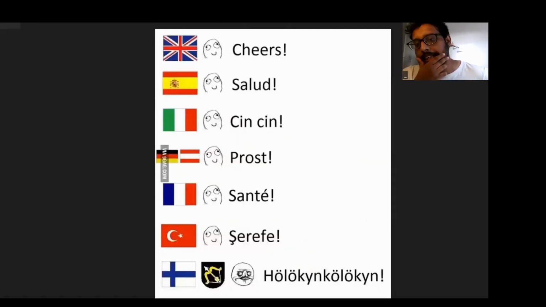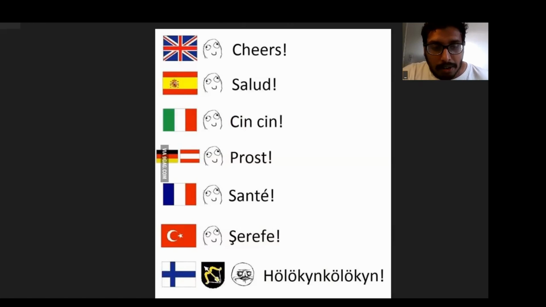Okay, so the next meme. So here you can look at how to say cheers in different languages. So I knew a few of these. I knew cheers in English, of course, salute in Spanish, chin chin in Italian, Prost in German, santé in French, and şerefe. I don't know how to pronounce that, but it's Turkish.